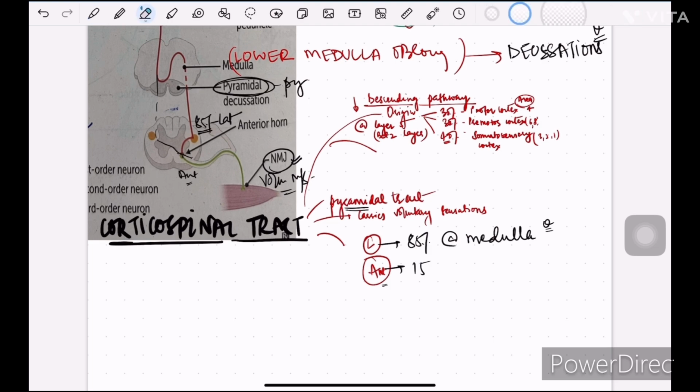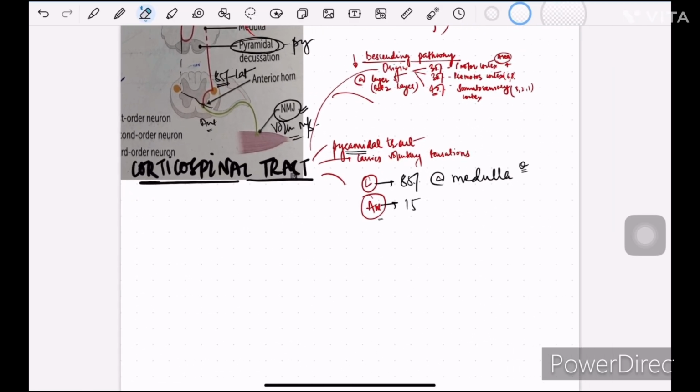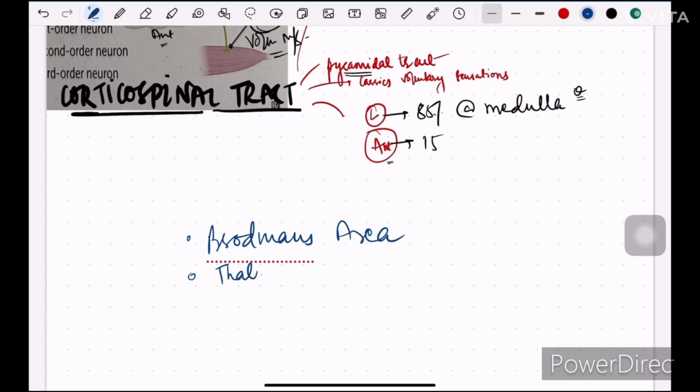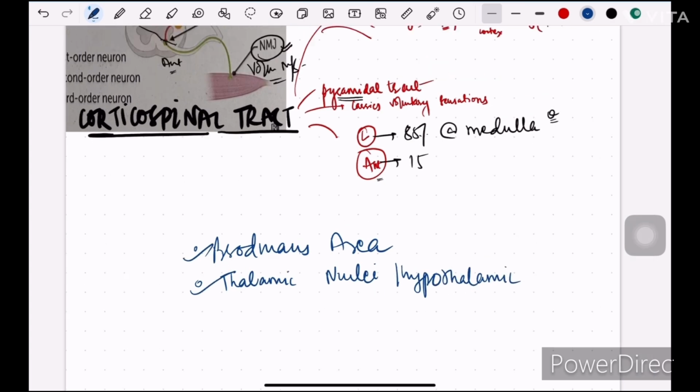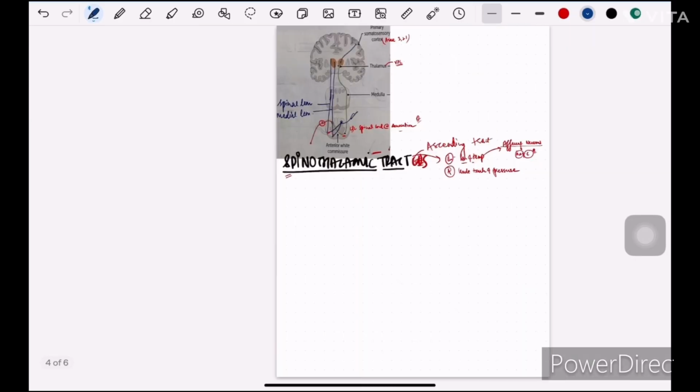That's it. So this is all about the tracts. The other related topic I would suggest you watch is Brodmann's area, definitely. Also thalamic nuclei, and thalamic and hypothalamic nuclei together. So please read about this. I think this covers the basics of all the tracts, and yes, they are important.